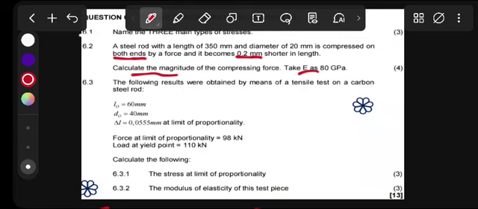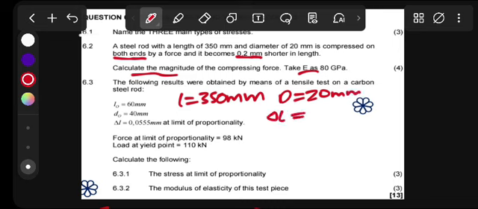So what do we have then? I can write the data for us. The length is 350 millimeter. The diameter is 20 millimeter. The change in length we've been given is 0.2 millimeter. They say we should calculate the compressive force. You want the magnitude of the force.